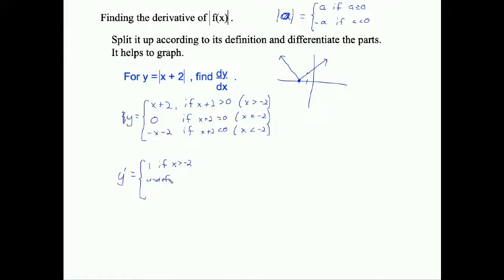And that's why we're splitting it into 3 parts rather than just 2 parts. It's undefined if x equals negative 2. And the slope to the left of negative 2, so less than negative 2, is negative 1. So the derivative of this, just looking at this function, is negative 1 if x is less than negative 2. And so the derivative is actually in 3 parts here.